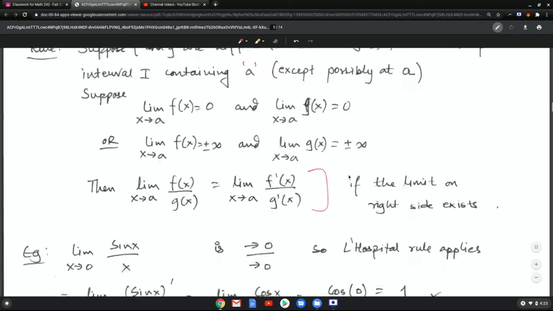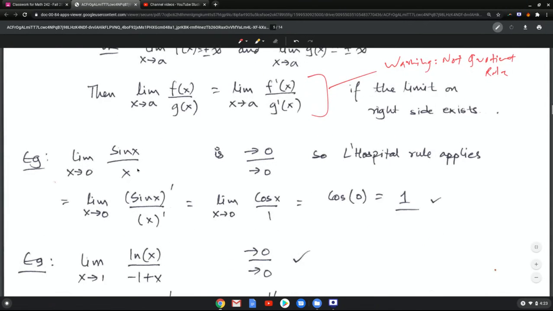Now note here, warning, this is not the quotient rule, right? You're not taking the derivative of the entire fraction. It's actually way easier. You're taking the derivative of the numerator separately and then the denominator separately.